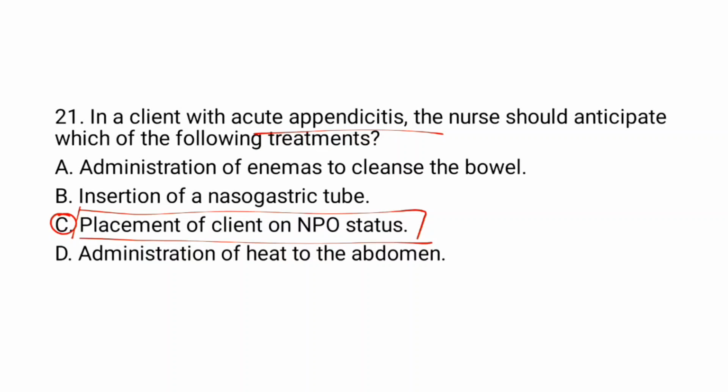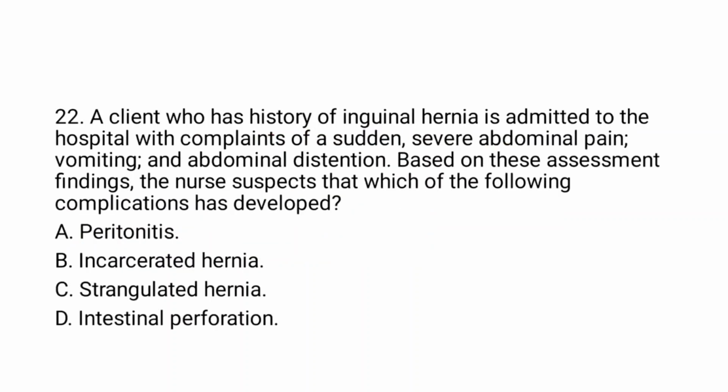Okay? Number 22. A client who has a history of inguinal hernia is admitted to the hospital with complaints of sudden, severe abdominal pain, vomiting, and abdominal distension. Based on these assessment findings, the nurse suspects that which of the following complications has developed? Our answer here is letter C. Strangulated hernia is characterized by sudden, severe abdominal pain, vomiting, and abdominal distension. This requires immediate herniorrhaphy. Again, our answer here is letter C.